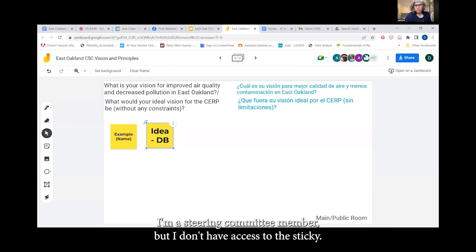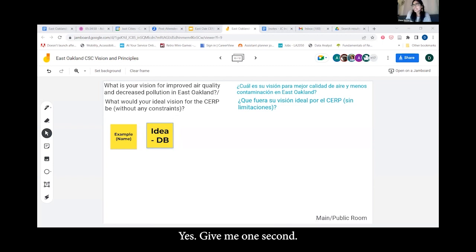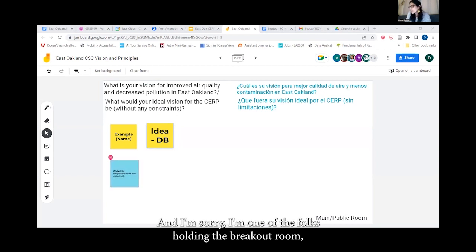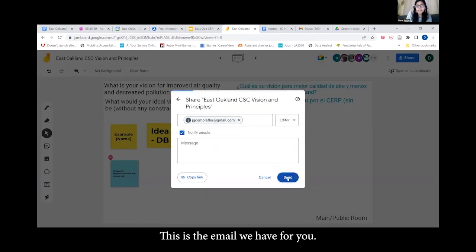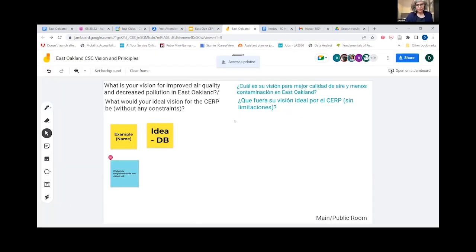I'm a steering committee member, but I don't have access to the sticky note. Do you know what that is? Yes, give me one second. I need to get to your email. And anybody else, can you let me know? And I'm sorry, I'm one of the folks holding the breakout room, so I have a lot of things open in the background. Let's see if I can add your email. This is the email we have for you. That's right. So you should be on as an editor.